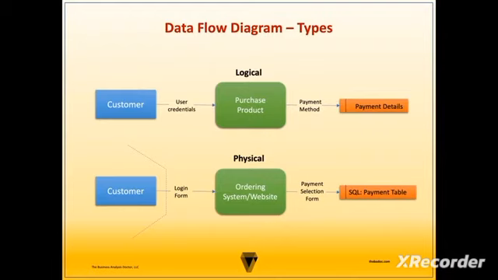To compare logical and physical DFDs, let's look at a simple context diagram from our Amazon example. Here, we have our customer providing user credentials in order to purchase a product, which is a process, and then a payment method is sent to a data store.